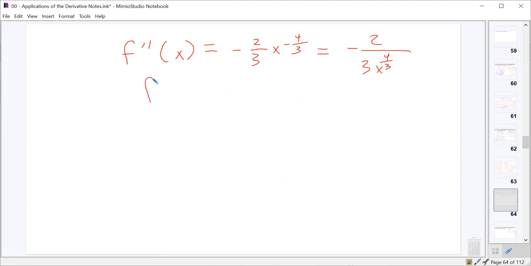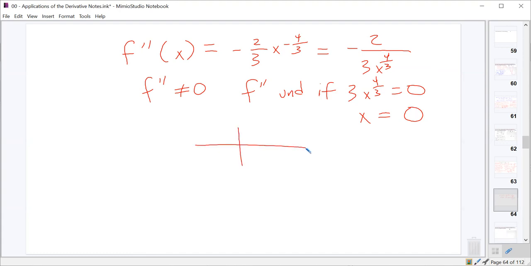This is never equal to 0 because the numerator would have to be 0. 2 doesn't ever equal 0, but it is undefined if 3x to the 4/3 equals 0, which just is x equals 0. Now, our function already has a local minimum at x equals 0, so we're definitely not going to have a point of inflection at x equals 0. But let's just show that that's true anyway by putting 0 on our sign chart and plugging in a positive and a negative number to our second derivative.